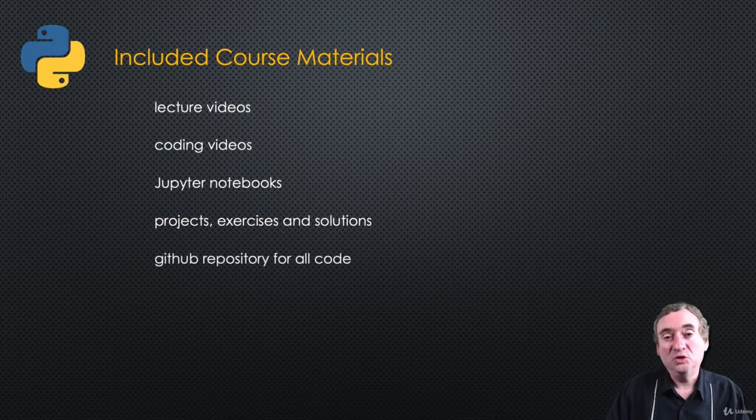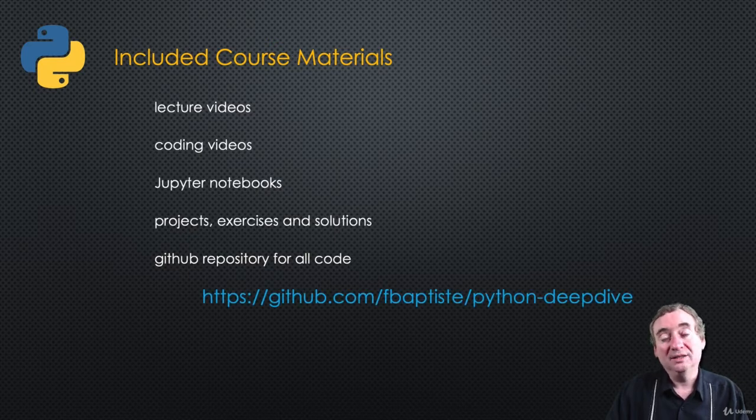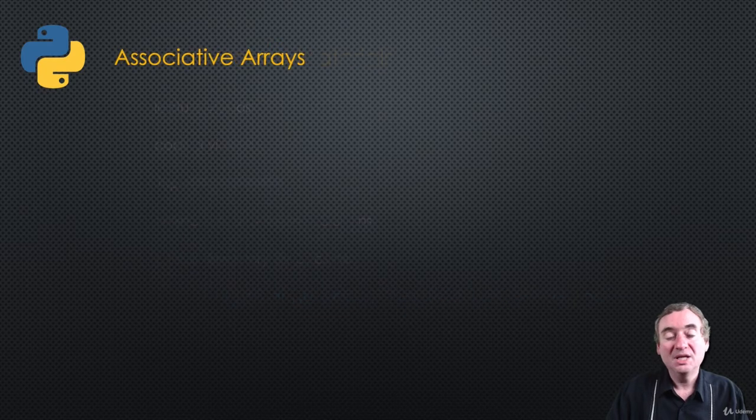And all the Jupyter notebooks and all the projects and the solutions are also available in a GitHub repository. Now, I really suggest that you use the GitHub repository as opposed to downloading the files from here, because the GitHub repository will always have the latest and greatest right away. That's where I make the changes first. If there's a bug in one of the notebooks or I make some addition or some tweaks, it will show up in the GitHub repo first.